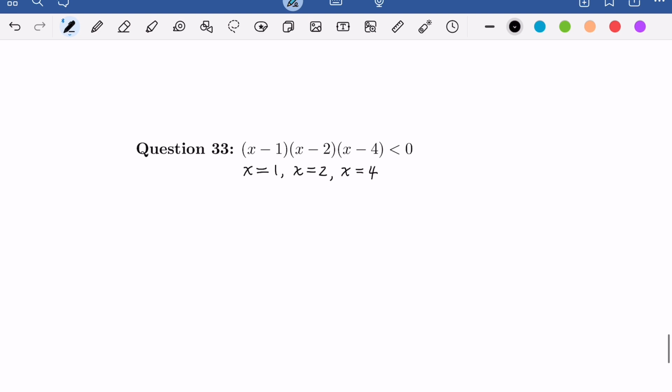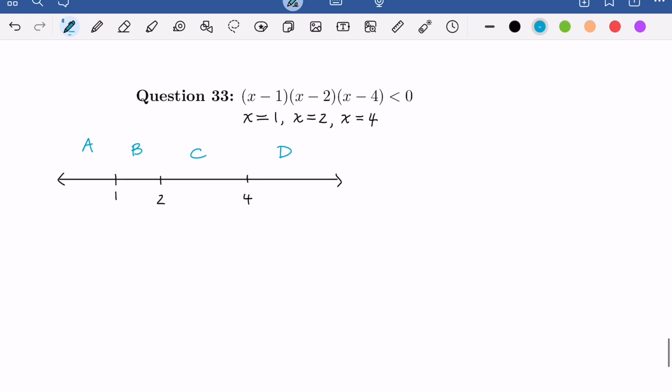Now, just like we saw in the first example, these solutions here are going to break up our number line into intervals. So we have 1, 2, and 4 here. So again, let's label our intervals, but in this case, since we have 3 solutions, we're going to have 4 intervals.